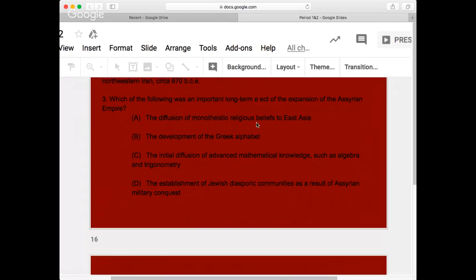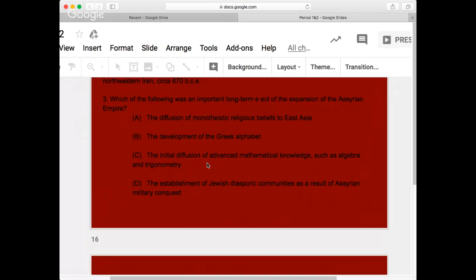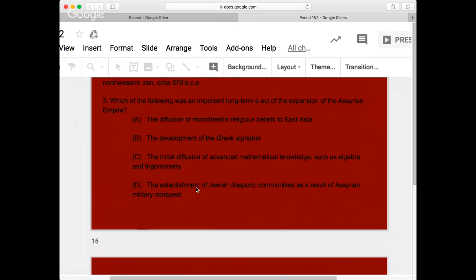The diffusion of monotheistic religions I could cross out, because Judaism was happening, but Mesopotamia was polytheistic. The development of the Greek alphabet, again, not Mesopotamia, so I would cross that out. The initial diffusion of advanced mathematical knowledge, such as algebra and trigonometry, I would probably keep and think about. Or the establishment of Jewish diasporic communities as a result of Assyrian military conquest. I would also keep that one.